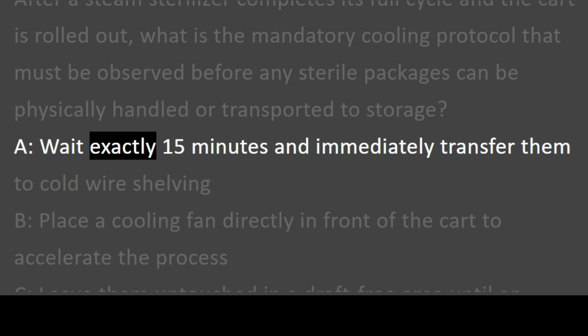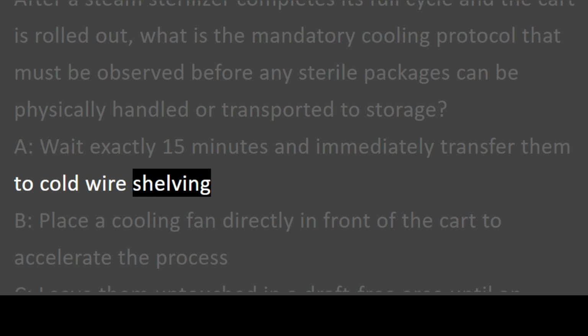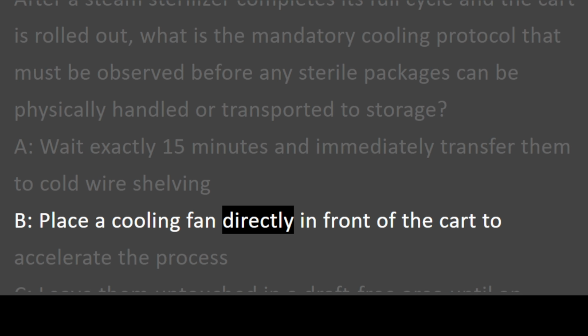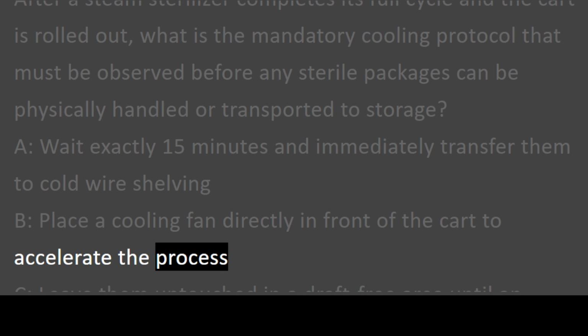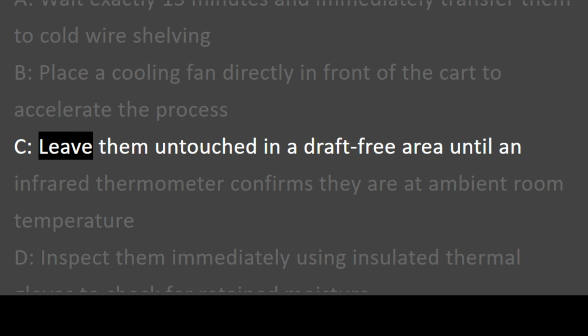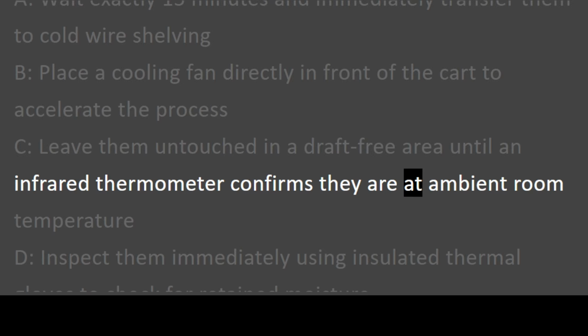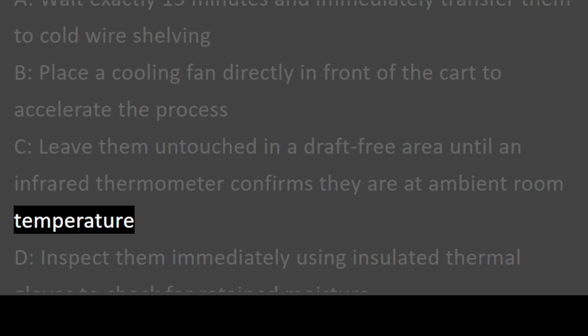A. Wait exactly 15 minutes and immediately transfer them to cold wire shelving. B. Place a cooling fan directly in front of the cart to accelerate the process. C. Leave them untouched in a draft-free area until an infrared thermometer confirms they are at ambient room temperature. D.